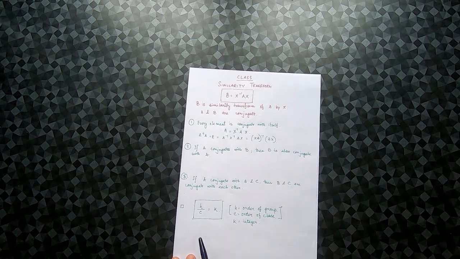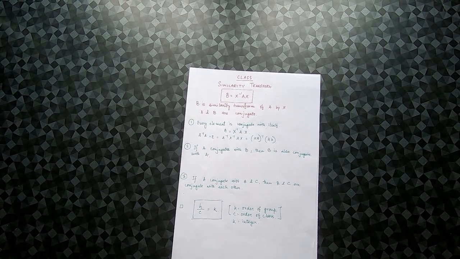Certainly, Lagrange's theorem is also valid for a class in a group. That means the order of a group divided by the order of a class is an integer.